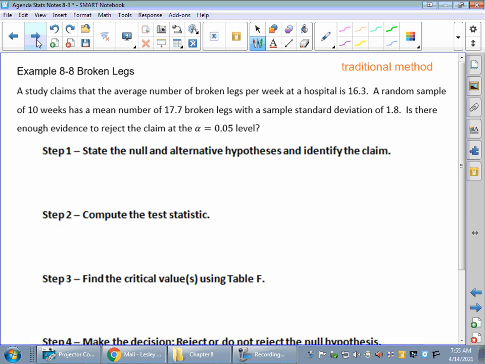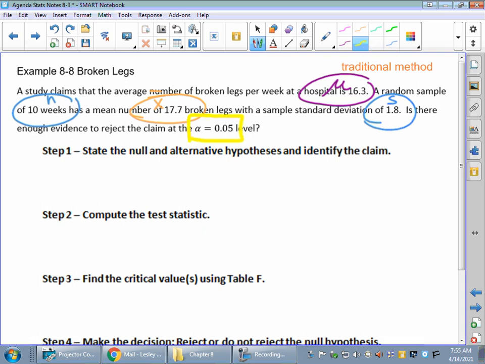Before we even do our hypotheses, let's see what we've got here. Average number of broken legs per week is 16.3. That's our mu because the next sentence says in a random sample of 10 weeks, so here's my n, right, has a mean number of 17.7 broken legs. So there's my x bar. Look at all this information they're giving us. With a sample standard deviation of 1.8. And then we, of course, know that alpha is 0.05.